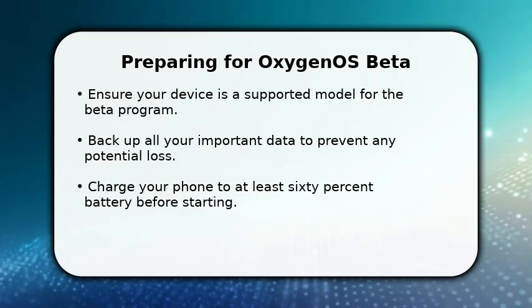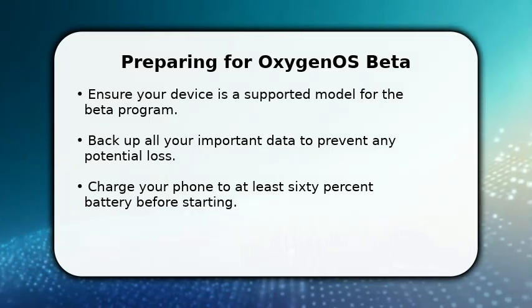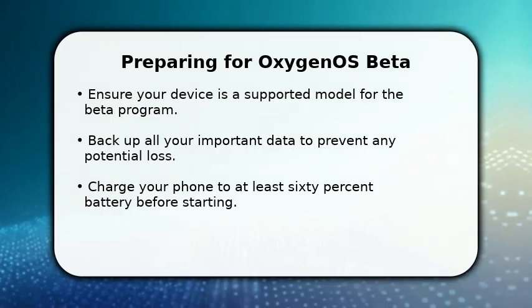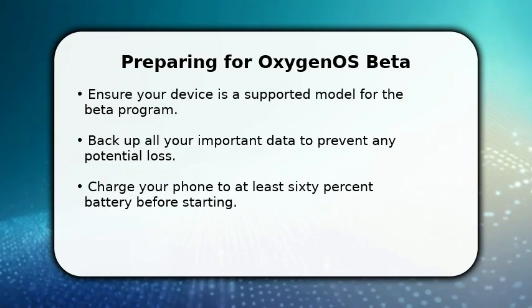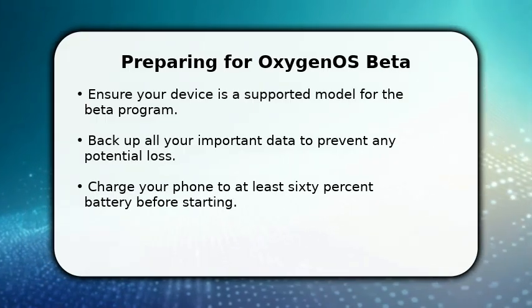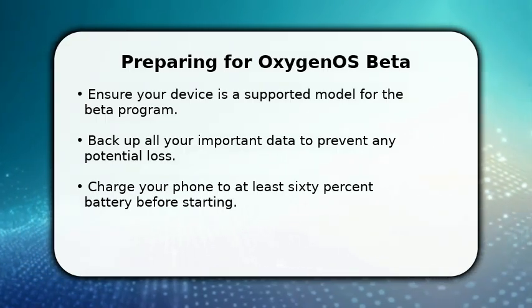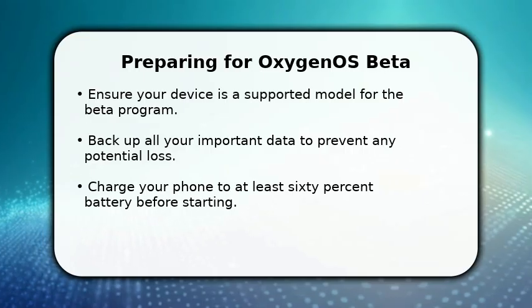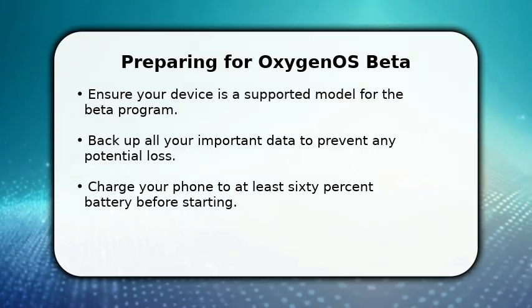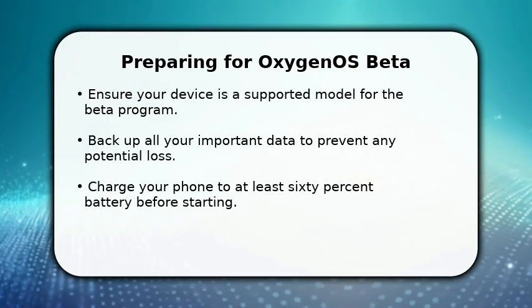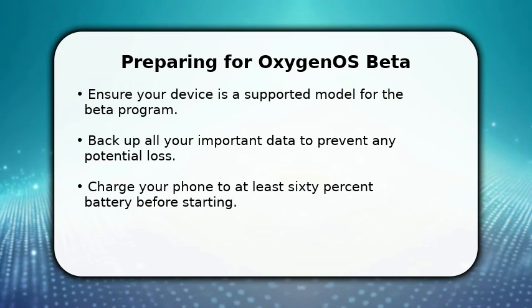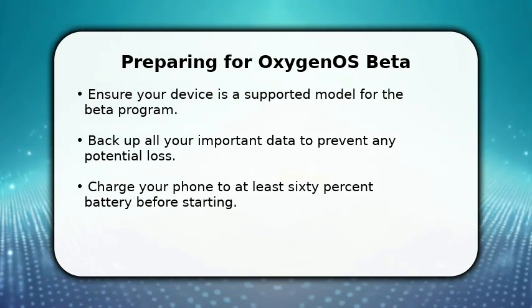Enjoy the video. In this video, I will explain how to get Oxygen OS Beta. Before diving in, it's crucial to prepare your device properly. First, verify your phone model is eligible for the beta program. Next, always back up your data. This step is vital to safeguard your information. Also, ensure your device has at least 60% battery charge and about 4 gigabytes of free storage. These preparations will help ensure a smooth and successful update process.